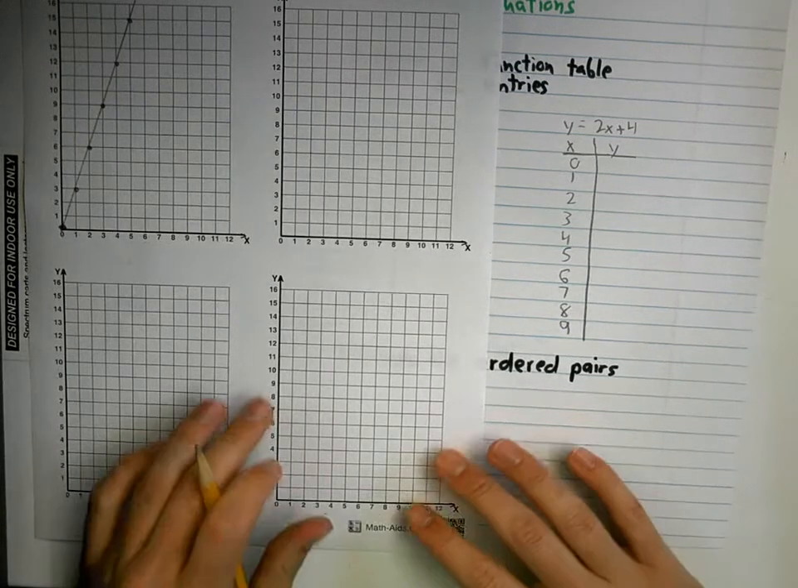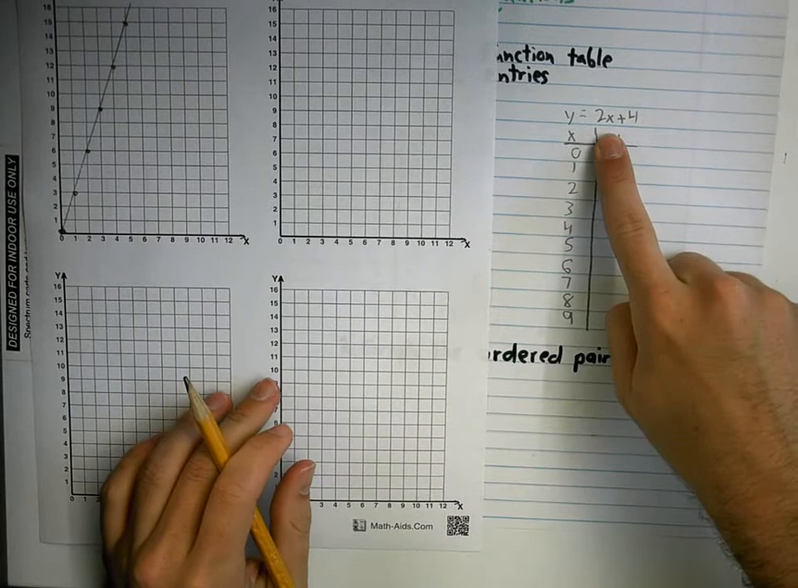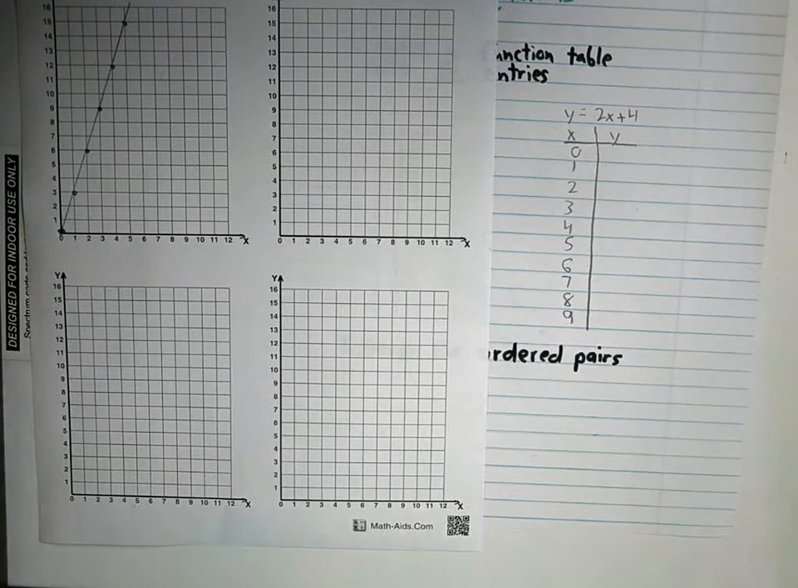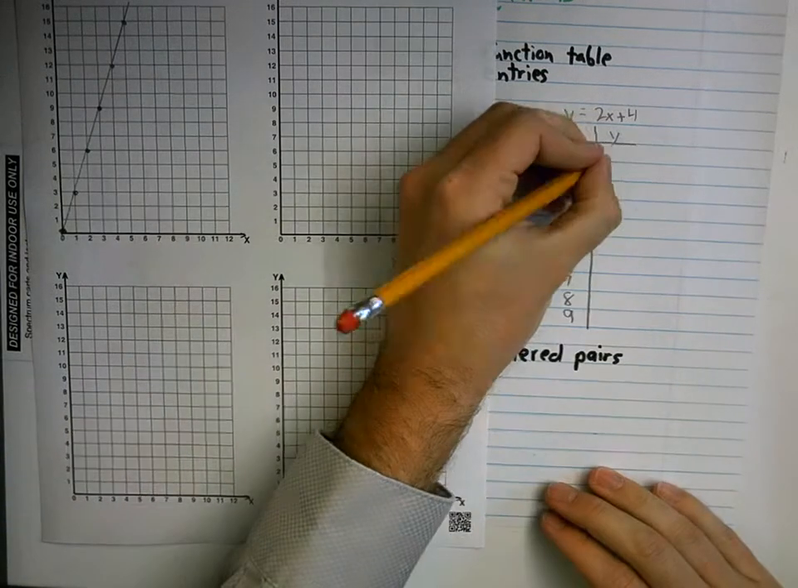This one is not going to go through the 0, 0. Guess why? What happens if I put a 0 into my x? What's my answer going to be? Rachel? 4. 2 times 0 is 0 plus 4 is 4.